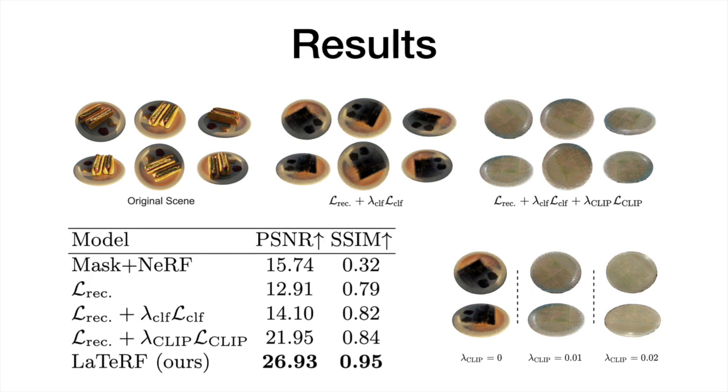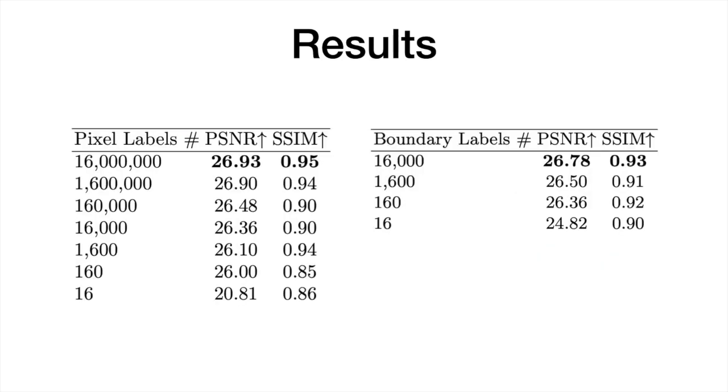However, setting the weight of the clip loss too large makes the renderings less consistent with the object in the scene. Our experiments justify each of the design components while showing superior performance to the baseline. We mitigate the need for a large number of pixel labels by showing the importance of the labels sampled around the boundary of the object.